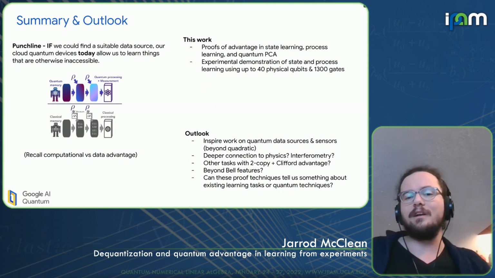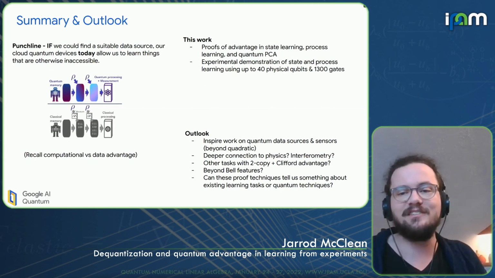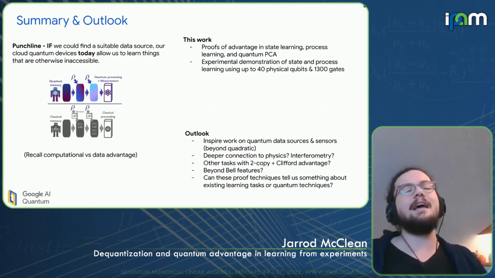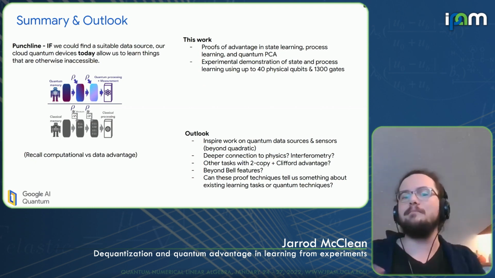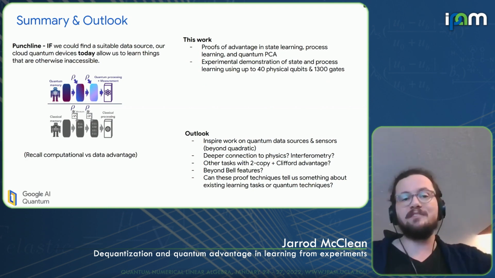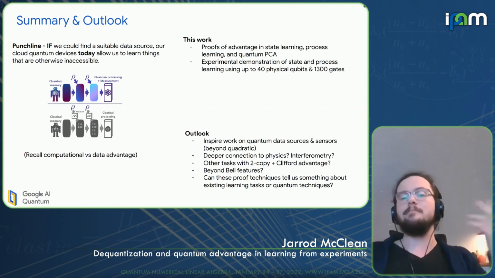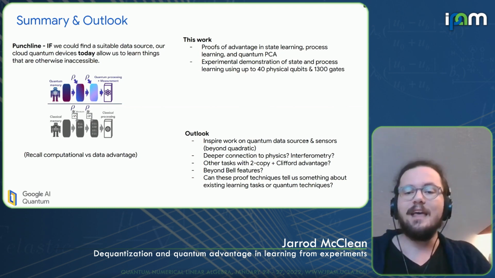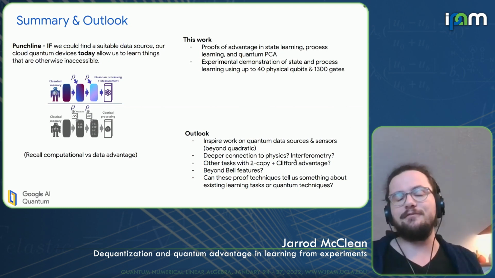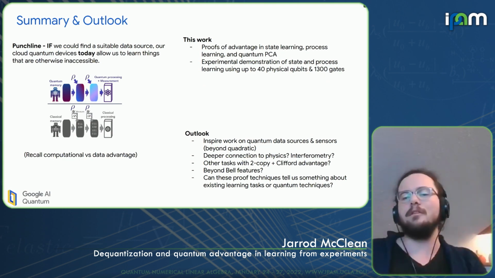My hope is that this work inspires new techniques for harnessing quantum data sources, and that it dispels the myth that operating on quantum data, sometimes lumped under quantum sensing, is limited to quadratic speedups. That's of course true for some specific tasks, but if you generalize the class of tasks that you're interested in, you can sometimes find very interesting ones. And I'm hoping we can find deeper connections to physics and interferometry experiments, and look at other tasks beyond these two-copy measurements, maybe many-copy measurements, and find these simple essence problems where we can learn new things.